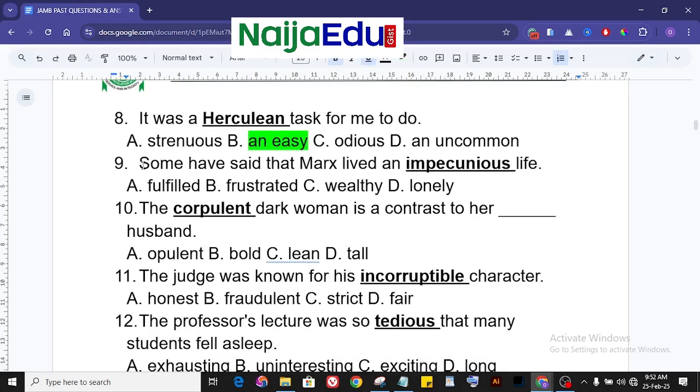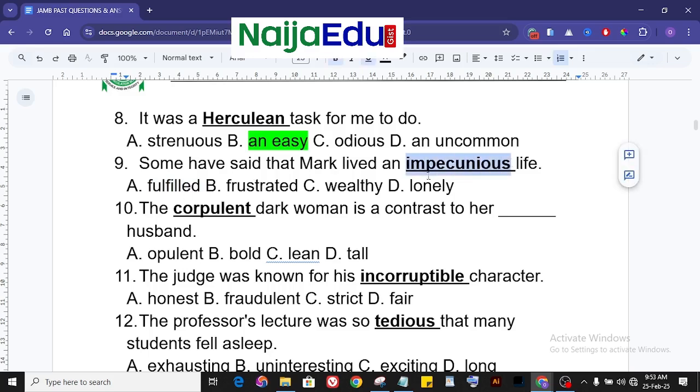Then the next question says, "Mark lived an impecunious life." To live an impecunious life means very poor. When something is poor, that is what impecunious means. So fulfilled doesn't really relate to impecunious. This actually means something related to lifestyle. Fulfilled is when you probably enjoy what you do. Then frustrated, you are annoyed. So it's not related to the meaning of the word we are looking for.